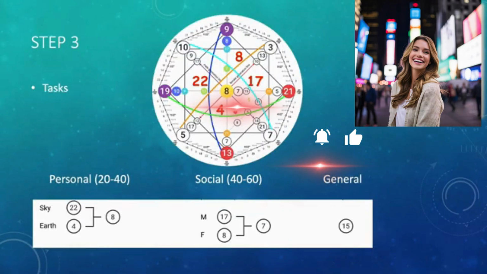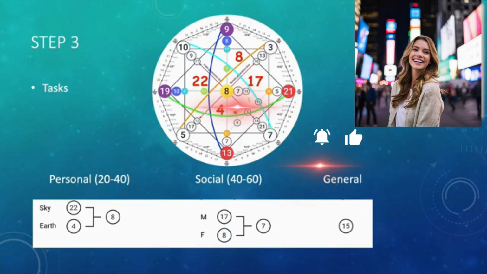Next, review your tasks. There are 3 tasks: personal, social, and general. Before age 40, we learn about ourselves and develop, and it's good if you bring these energies into balance by age 40. Otherwise, there could be some troubles. The social tasks are the energies that we need to balance out by age 60. This is the time when the person gives back to society. And the general task describes overall what our life is about.